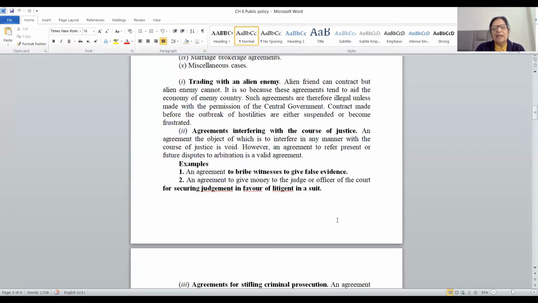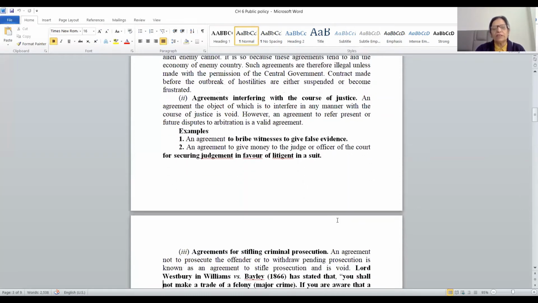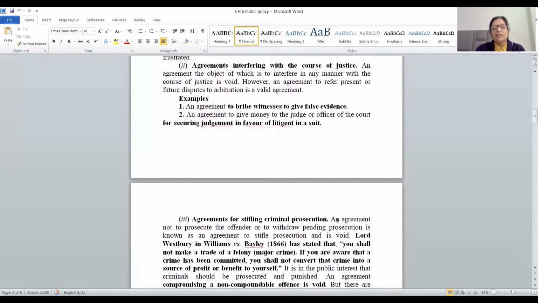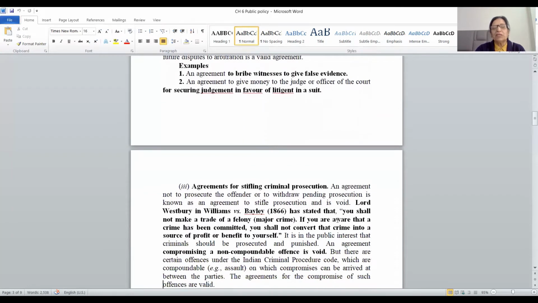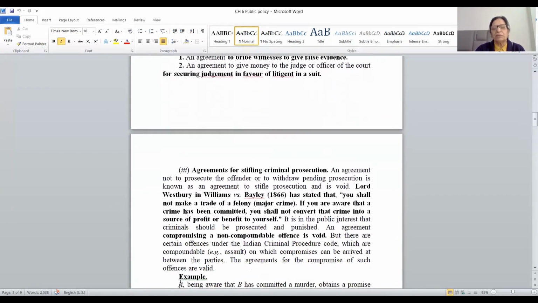And second is an example of giving money to the judge or officer of the court for securing judgment in favor of a litigant in a suit. A person has committed murder. He meets a judge and bribes him, saying, please take the decision in my favor. Such an agreement also interferes with the course of justice. Therefore, it is void.